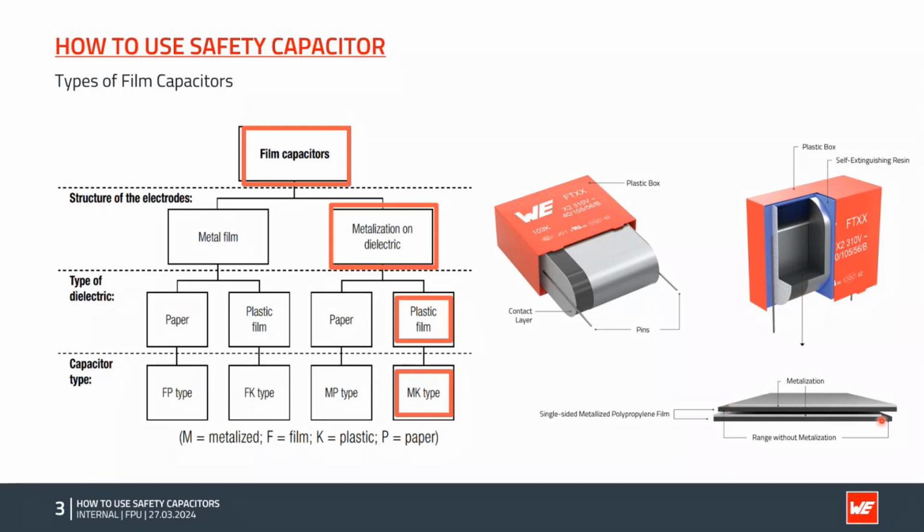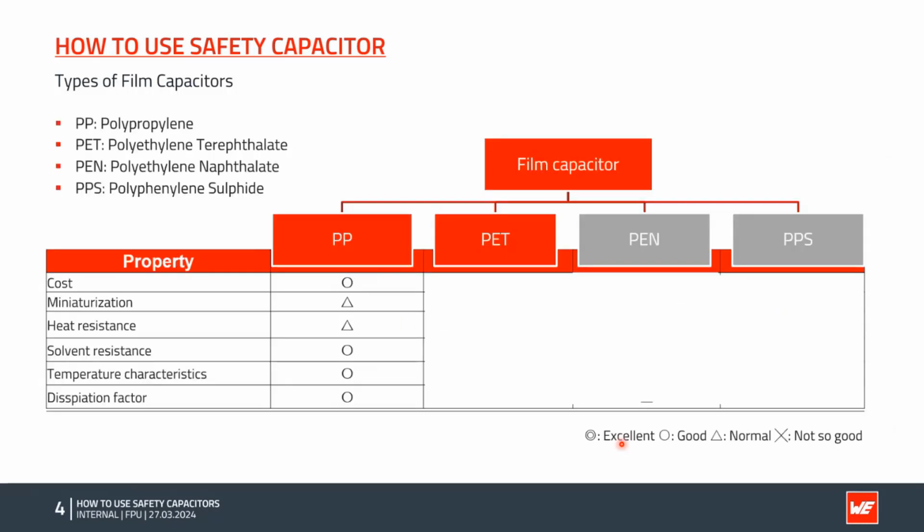As I said, we have full metallization, so base material as dielectric, like the polypropylene, and then some metallization on it. And here you see in the picture, it's a single-sided metallization. Yeah, talking about the types.